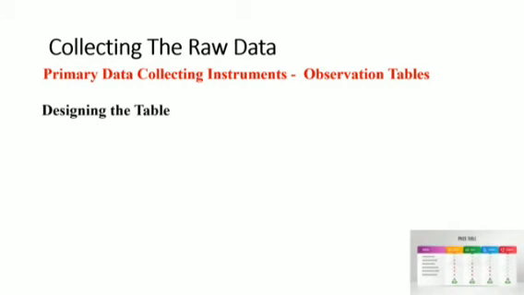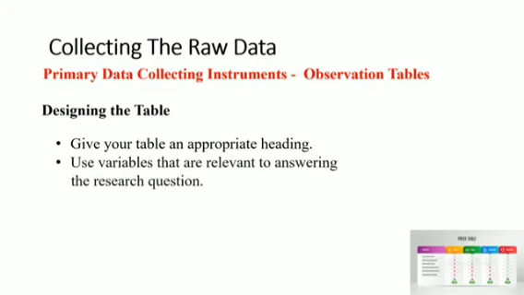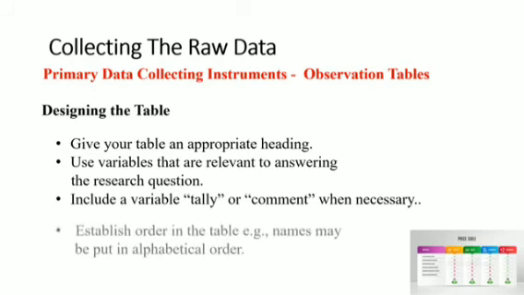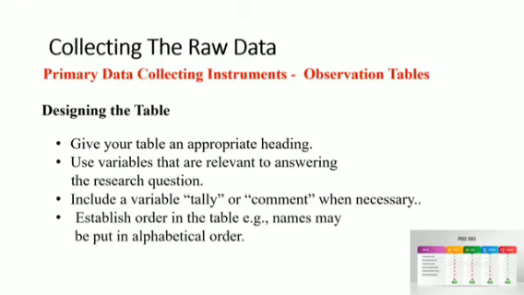When designing your observation table, you should give your table an appropriate heading. Use variables that are relevant to answering the research question. You should also include a variable tally or comments where necessary. Establish order in the table. For example, names may be put in alphabetical order, or you can put dates in chronological order.